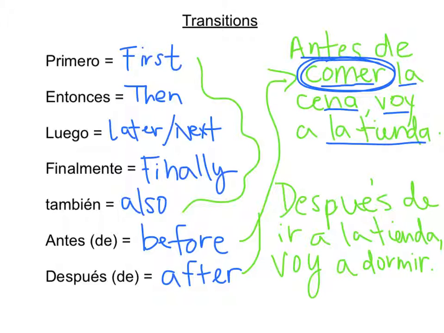And there you have an example using después de. Después de ir a la tienda, voy a dormir. So once again, you see de followed by an infinitive verb. So after going to the store, voy a dormir. I am going to sleep. So once again, infinitive verb used after de. Otherwise, antes just means before, después just means after, but when you use them with de, you have to have an infinitive verb. Another thought needs to come with it.